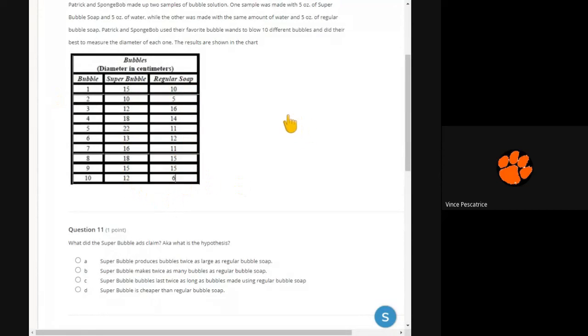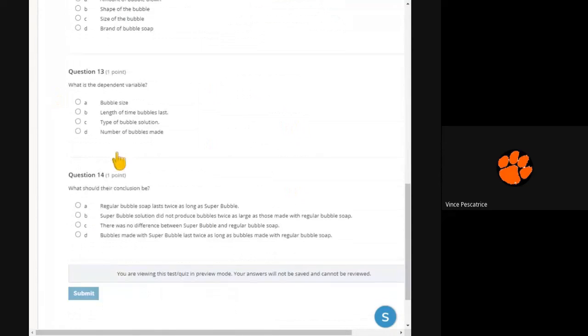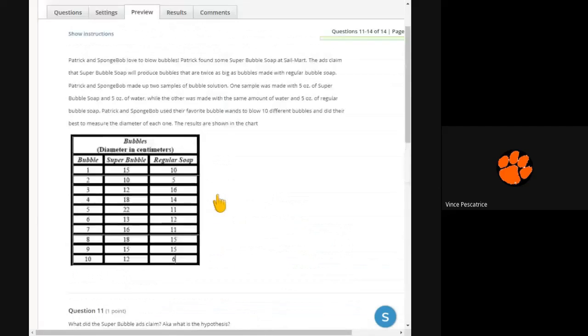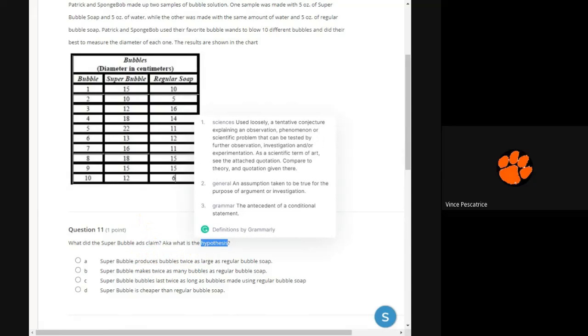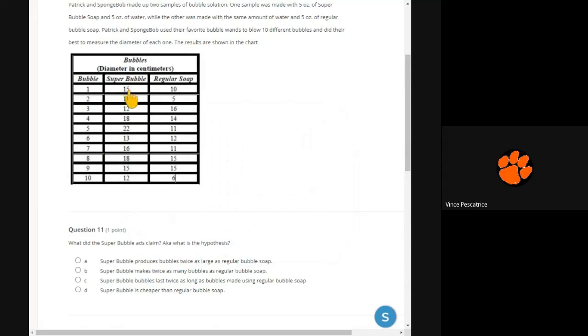Now, when you look at this chart is important for question 14. What should their conclusion be? So when they ask about the conclusion, you need to think about, one, what claim did super bubble make? So what did they claim that they could do? Like, what is their hypothesis, if you use super bubble, then what will happen? And then you just do a quick spot comparison, all right, so how does this compare to this? And make your way down and see if their claim is true.